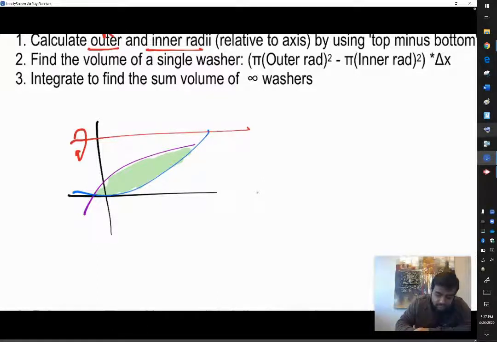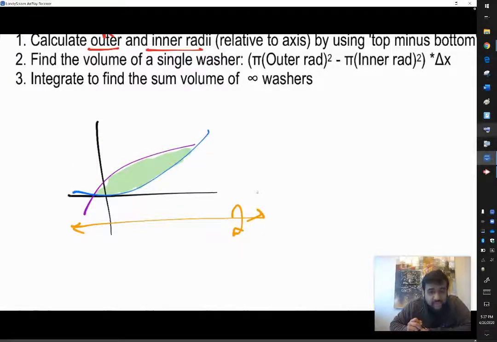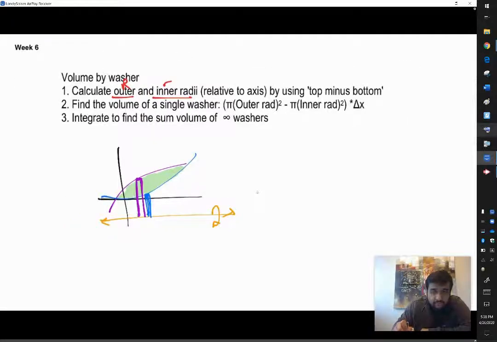By contrast, if I revolve this very same region around, let's say, this orange axis instead, then suddenly the purple is the outer function and the blue is the inner function. So the outer radius from this perspective would be the purple function minus the orange function, top minus bottom. And the inner radius would be the blue function minus the orange function, because you have to factor in the axis itself in terms of finding its volume. So top minus bottom is still your paradigm, but not necessarily to define outer and inner. And this is something we'll see more of in class. You then use the formula we developed on the previous slide, pi outer radius squared minus pi inner radius squared, and then you integrate to find the volume.